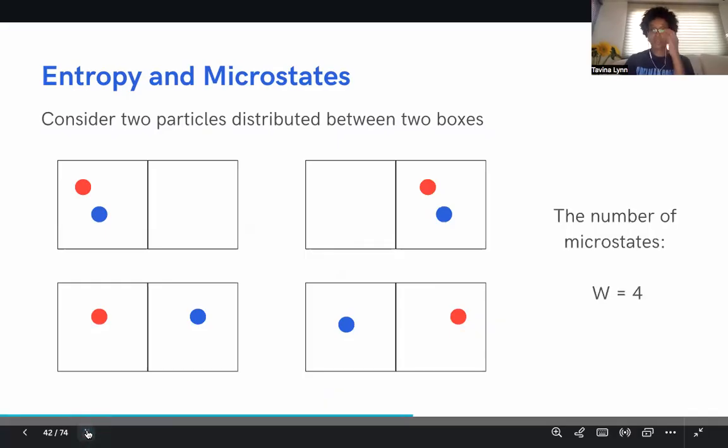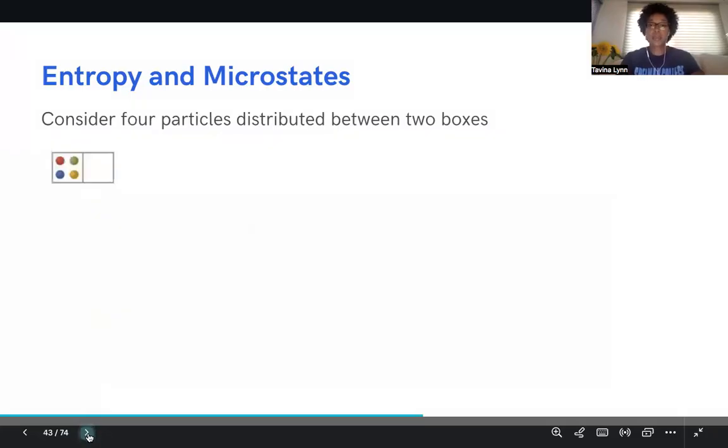This is the number of microstates, which is four. Four different ways that we can distribute these two particles between the two boxes. And if you use the formula, W equals 2 boxes squared, because we have two particles, we'd also get 4. Let's look at another example. Consider four particles distributed between two boxes.